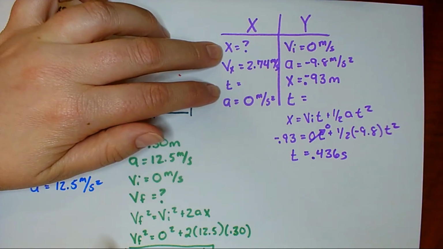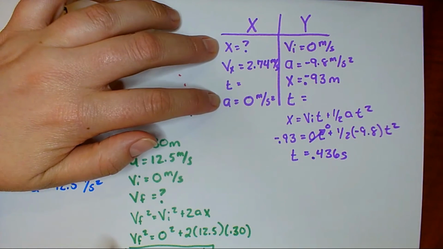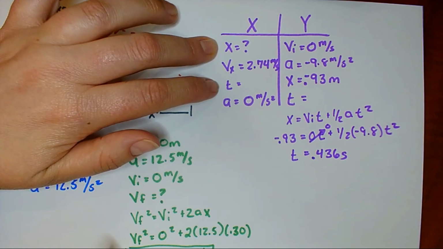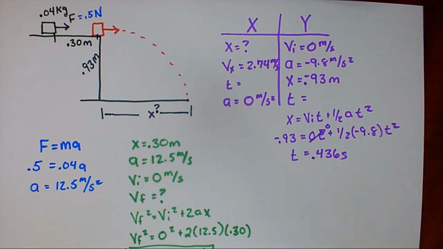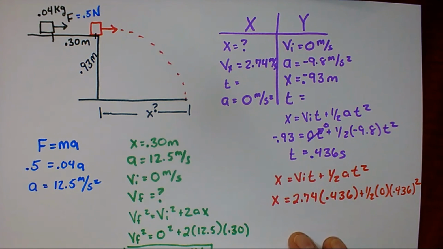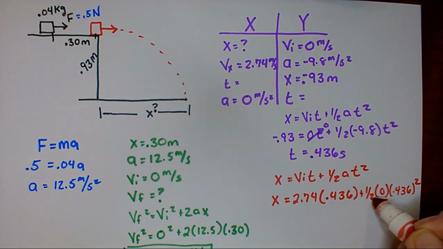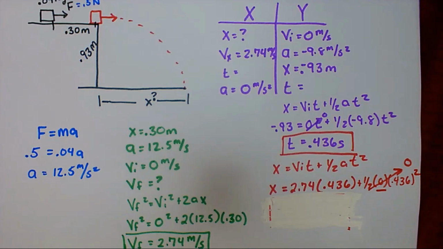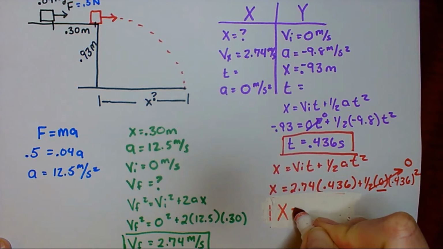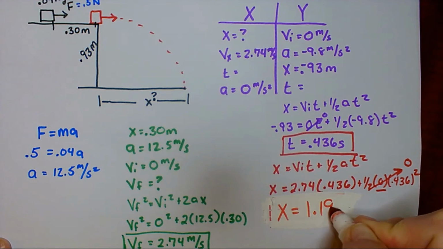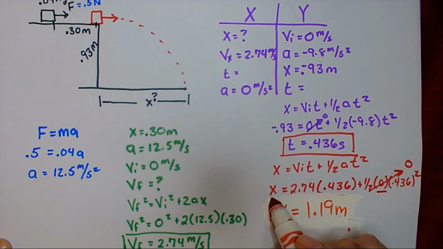Now we're going to use that in the X direction. Again, we don't have a velocity final, so we want to use the same equation. Again, it's nice that our acceleration is 0. You probably already know that. You just have to multiply these two together, and you get X equals 1.19 meters horizontally.